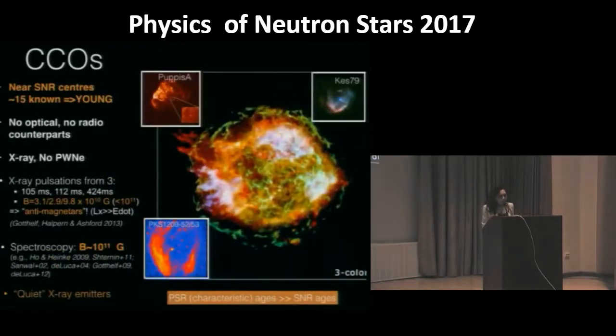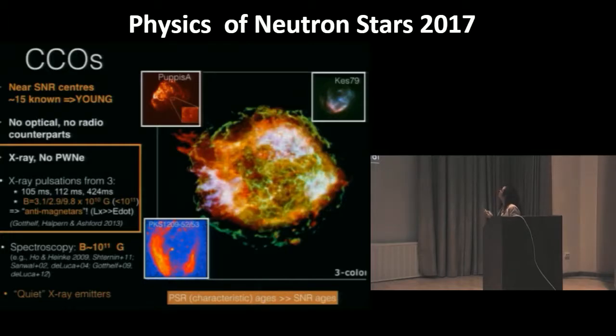In terms of the CCOs, and we'll hear about CCOs more later today from De Luca, as the name indicates, these are associated with supernova remnants. So by definition, they must be relatively young objects. They peak in the X-ray part of the electromagnetic spectrum with mostly no counterparts at other wavelengths. And very importantly, they don't have any pulsar wind nebula around them.